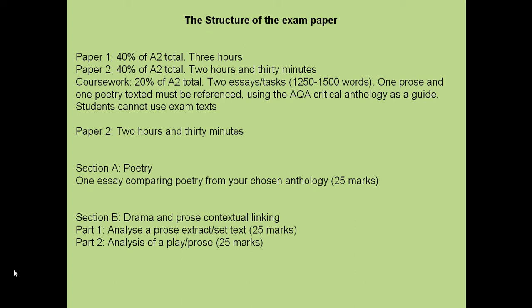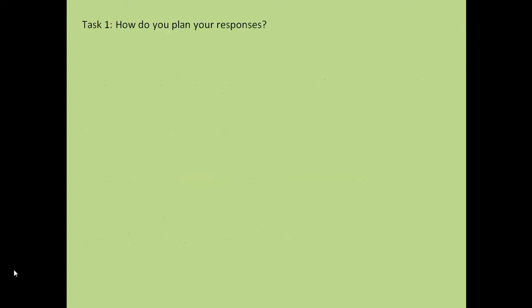And then section B is your prose and drama, but your contextual linking as well. So the first part will ask you to analyse an extract, which is based on fiction, and then part 2 will be your analysis of a play or prose text, depending on what you're focusing on. Now in this video we're going to focus more on part 2 of this, because section A is essentially very similar to what you did with your poetry, in that you have one text, look at this, analyse it please to answer the question. So let's see if you know what you're doing.